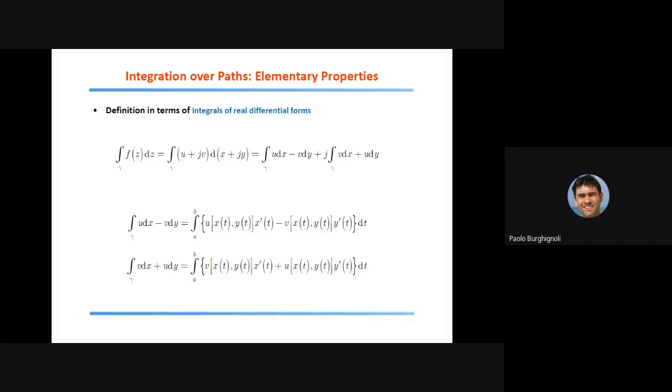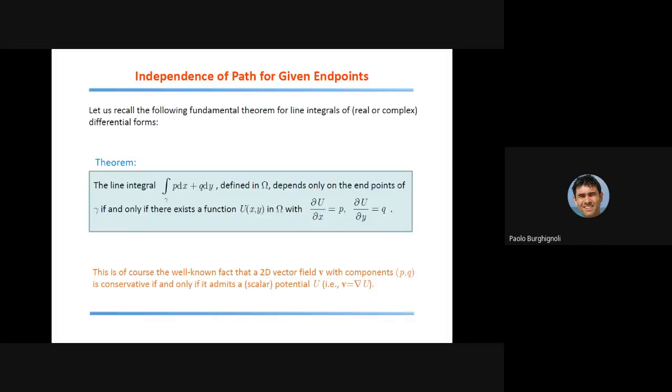It's useful to recognize this connection with the real differential forms, because we know many things about the integrals of real differential forms. For example, we are able to characterize the situation in which this line integral of a differential form does not depend on the path of integration, but depends only on the endpoints of the integration path. In particular, the theorem is the one stated in the box. The line integral of a real differential form, p dx plus q dy, along a given arc gamma, which is contained in some open set omega of the 2-dimensional plane.